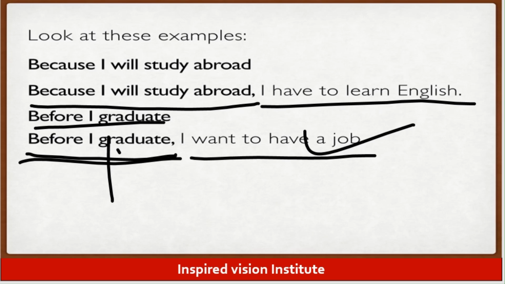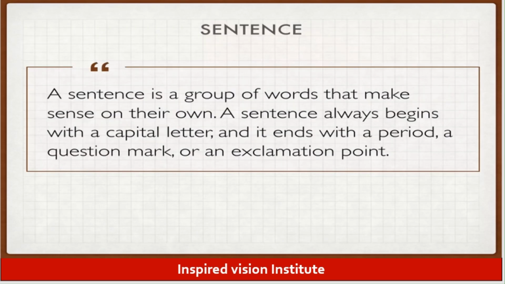An independent clause can stand alone. A dependent clause does not. So that's the difference between a main clause and a subordinating clause. Now here we reach the sentence. What is a sentence? A sentence is a group of words that make sense on their own. A sentence always begins with a capital letter, and it ends with a period, a question mark, or an exclamation point.